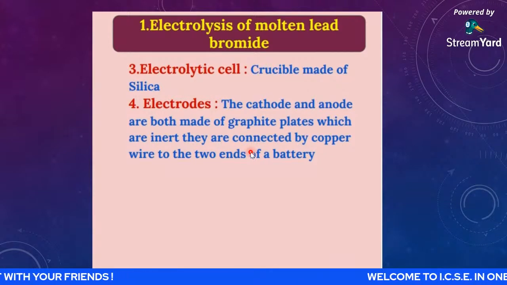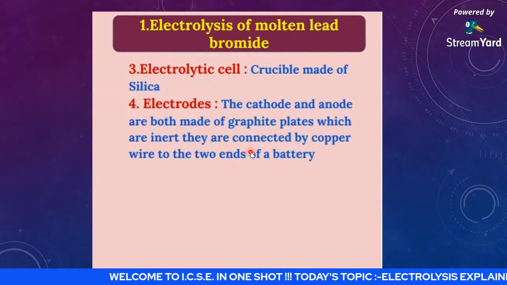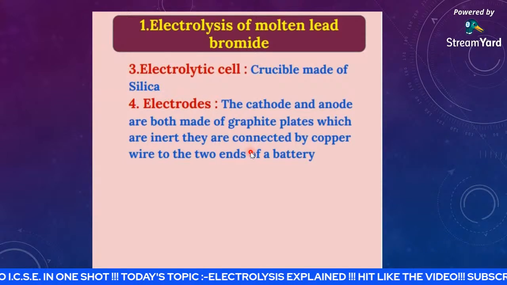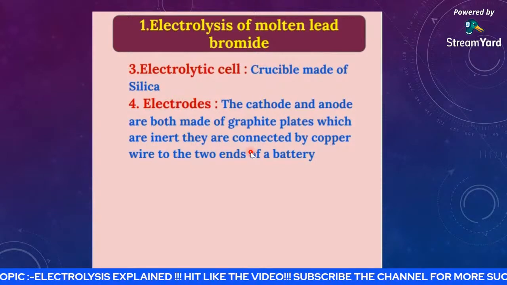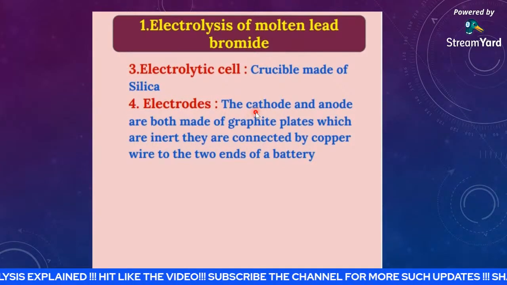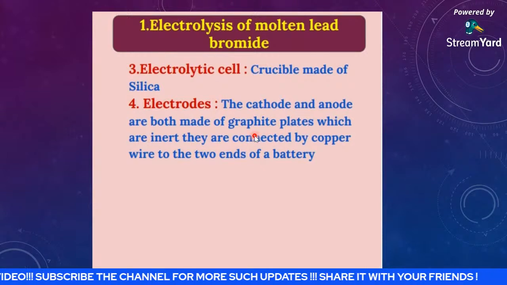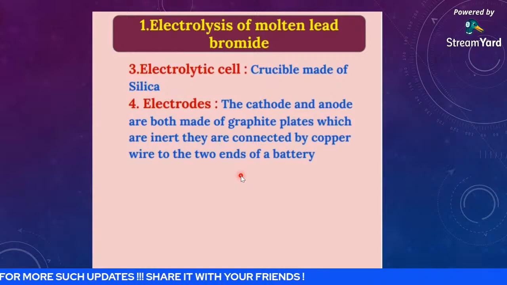Now, what is this electrolysis of molten lead bromide? The electrolytic cell which is used is a crucible made up of silica, and the cathode and anode are made up of graphite, as they are inert, and they are connected by copper wire to the ends of the battery.